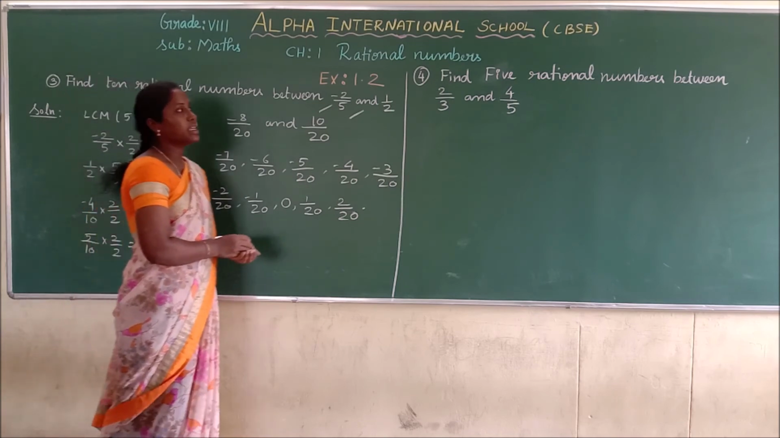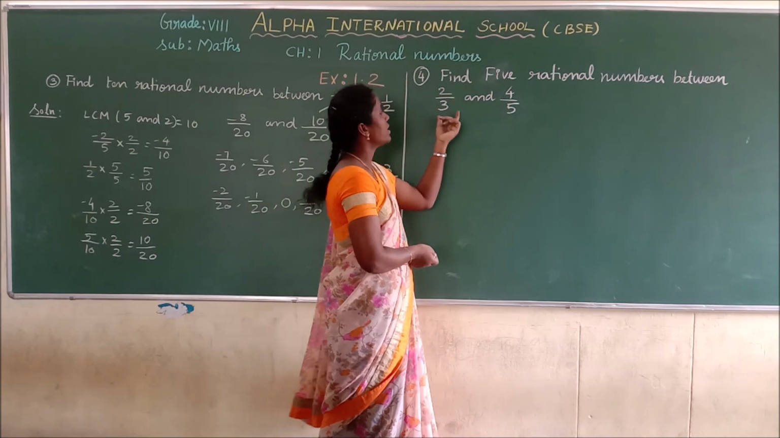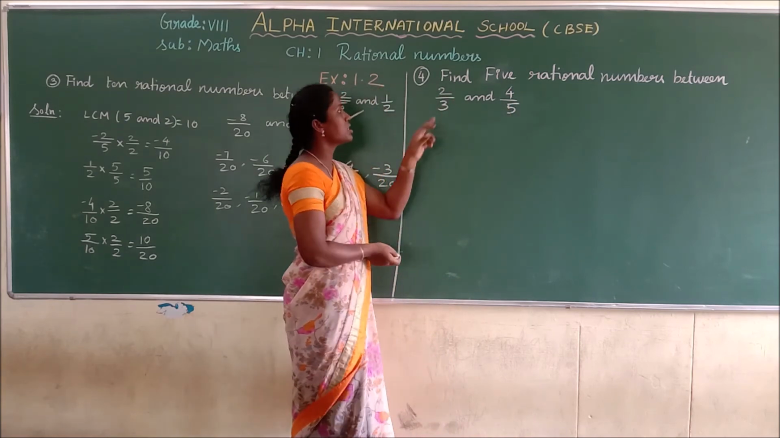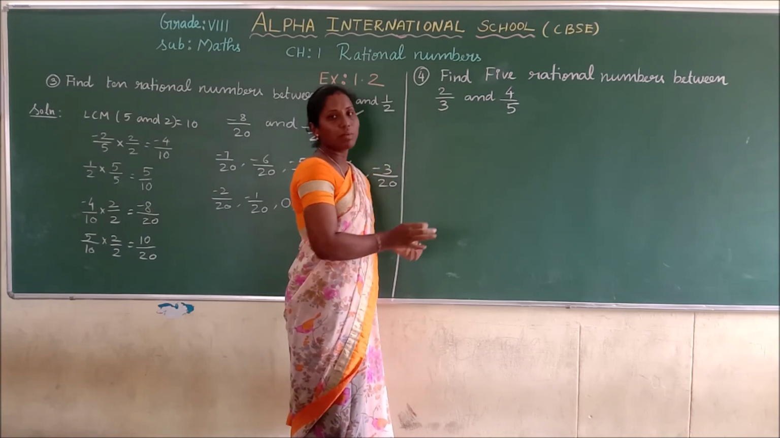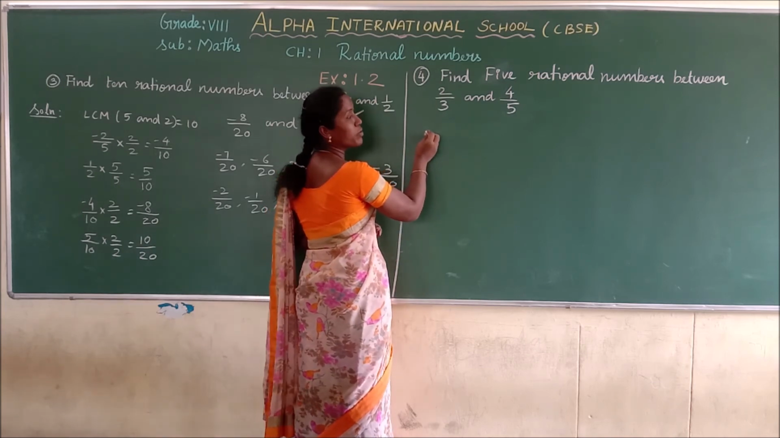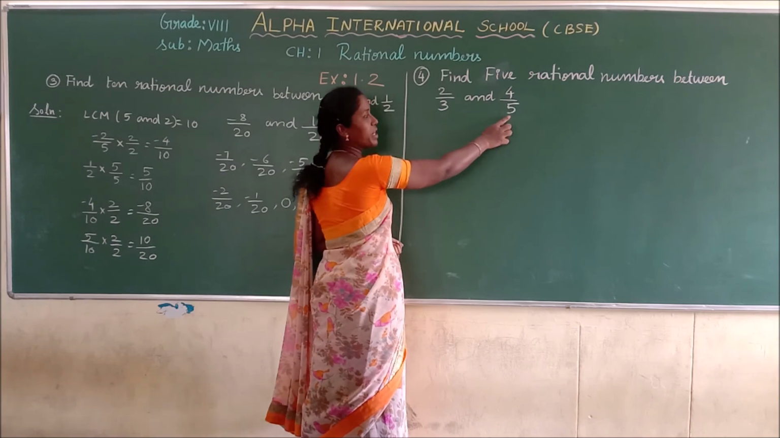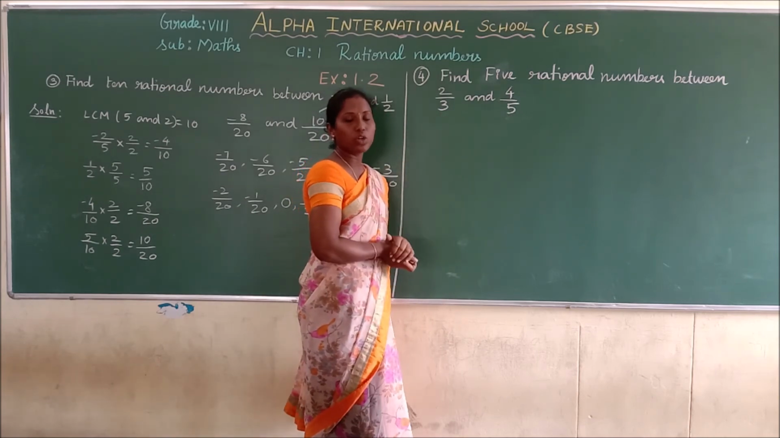Okay. Now the next problem: find 5 rational numbers between 2 by 3 and 4 by 5. So we are going to use the same method only, the second method, so listen. What we have to first do is check the denominators. Here they are 3 and 5, they are not equal. So we are going to equalize the denominators first.